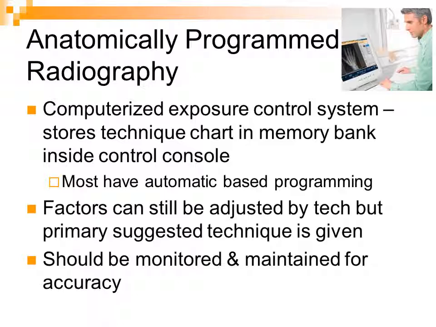So this is something that you're already using today. When you push the button that says hand and a technique comes up for an AP hand, again, you can use that as your base technique. If it's really off, then again, you would need to monitor that and change it so that it would be accurate.